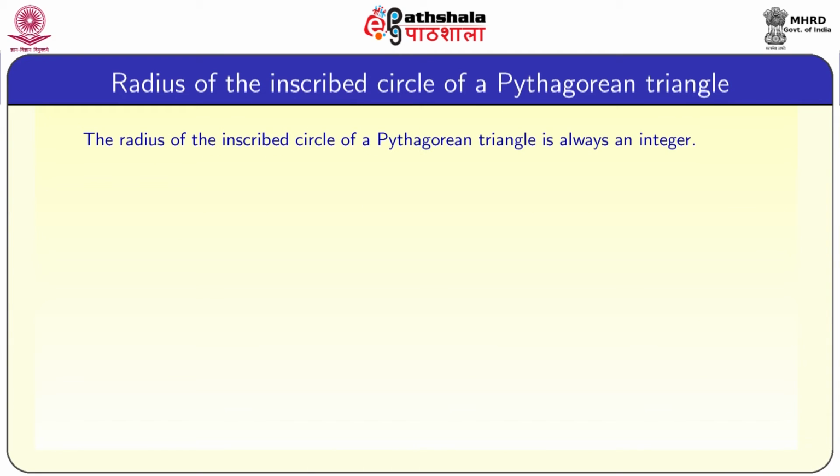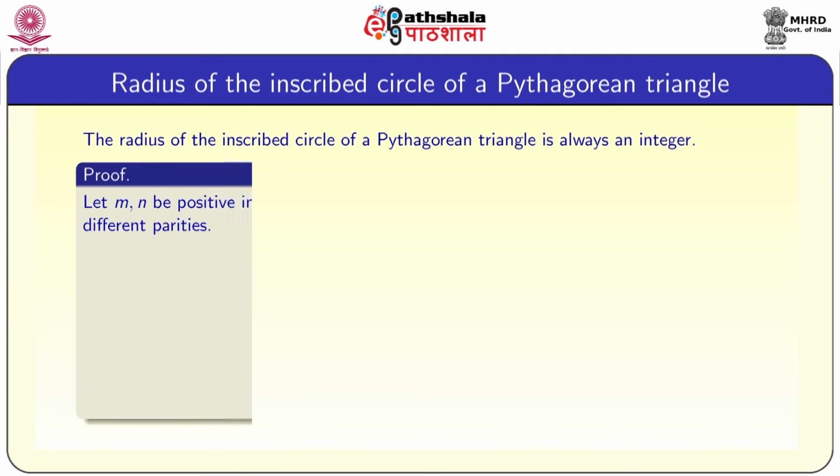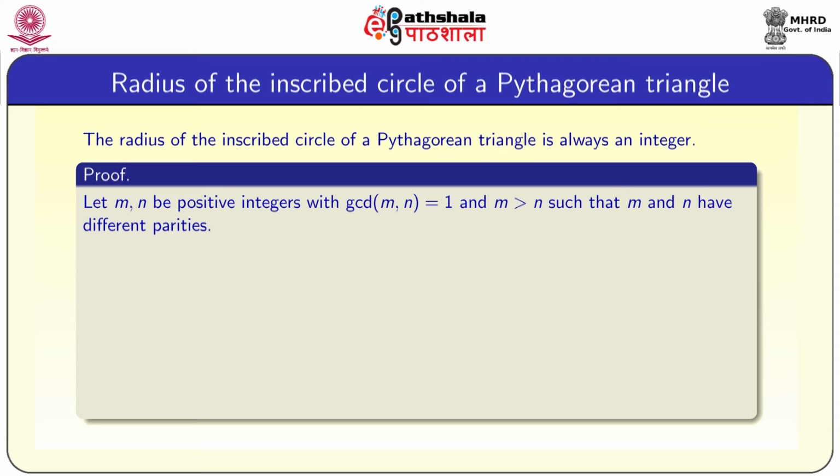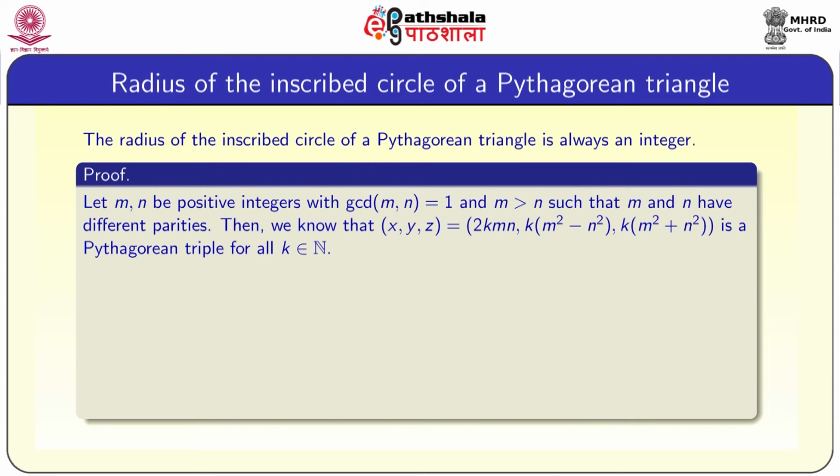The radius of the inscribed circle of a Pythagoras triangle. The radius of the inscribed circle of the Pythagoras triangle is always an integer. Let m and n be positive integers with the GCD of m comma n equal to 1 and m greater than n, such that m and n have different parities. Then we know that x comma y comma z equal to 2k mn, k into m square minus n square, k into m square plus n square is a Pythagoras triple for all k belonging to N.